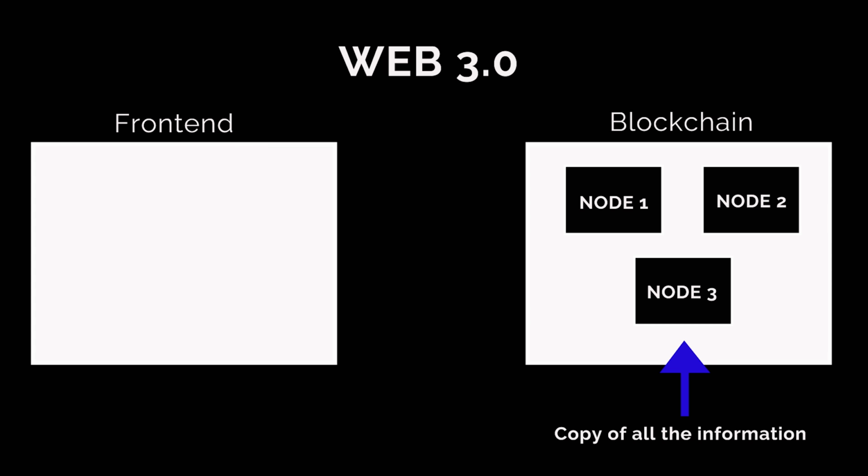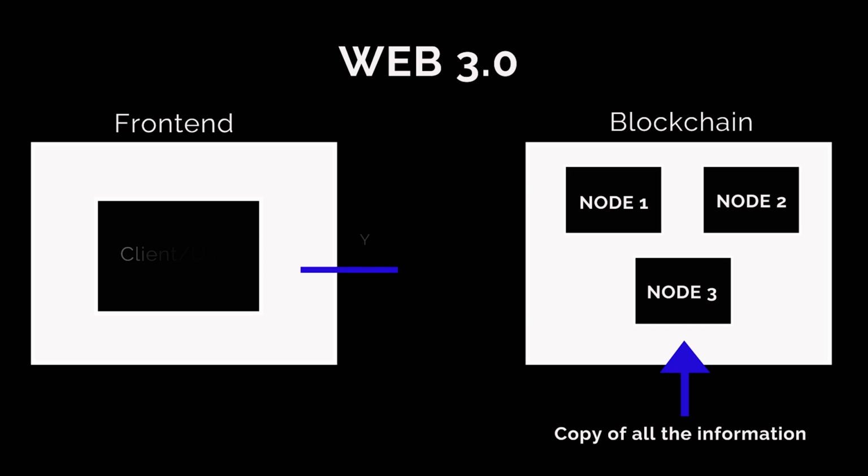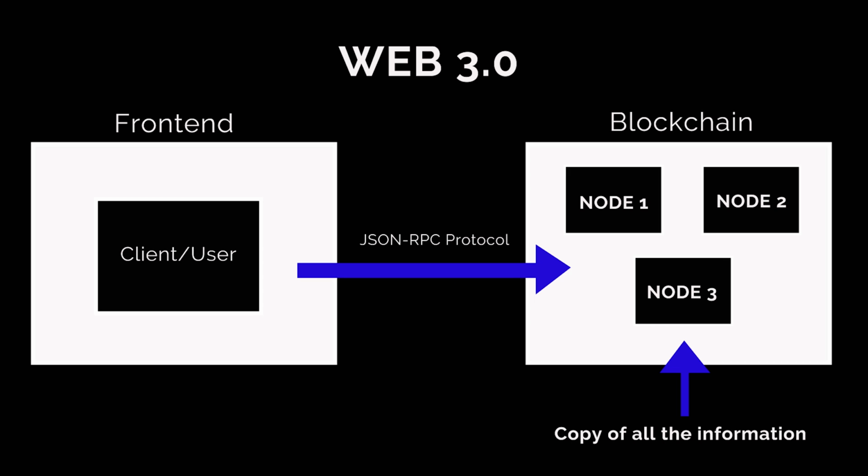Now, the front end can interact with one of those nodes, any node that you choose, but we use something called JSON RPC protocol, which is for the Ethereum network. And we will be talking about that today.